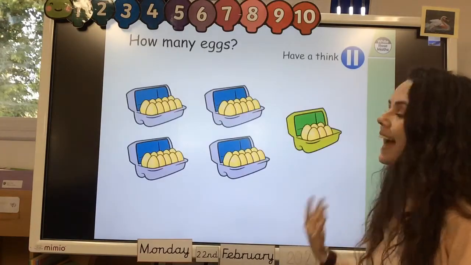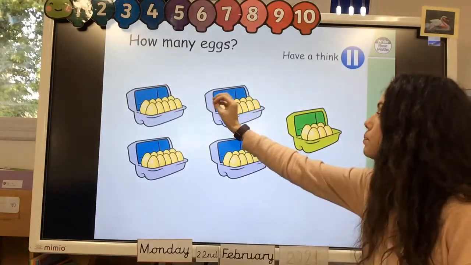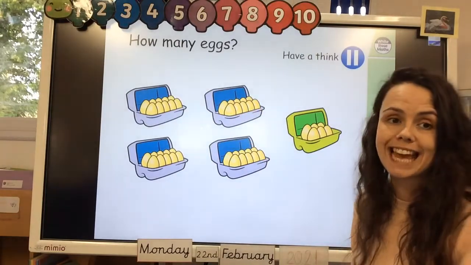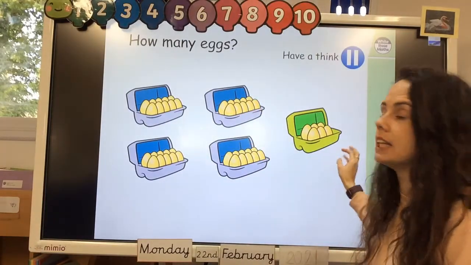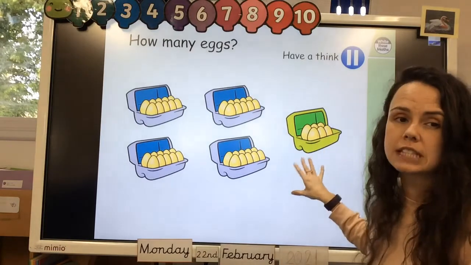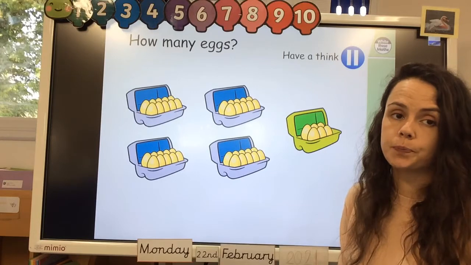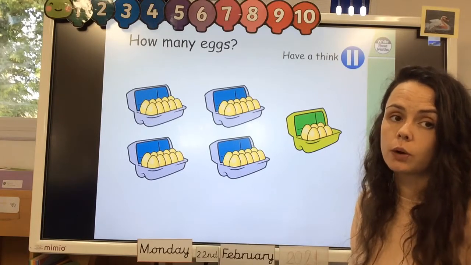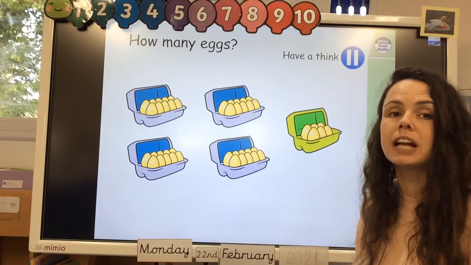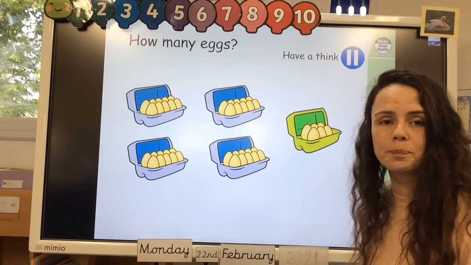Now, how many eggs? Now, in each blue carton, there are 10 eggs in total. And then our green one down here, we haven't got 10. How many eggs do you think there are? I'd like you to pause the video and then see if you can have a go at working out how many eggs there are. And then unpause me when you're done.